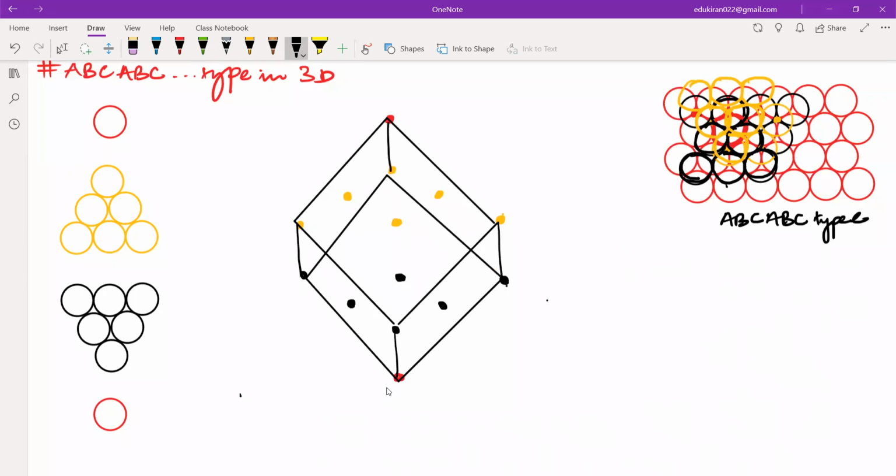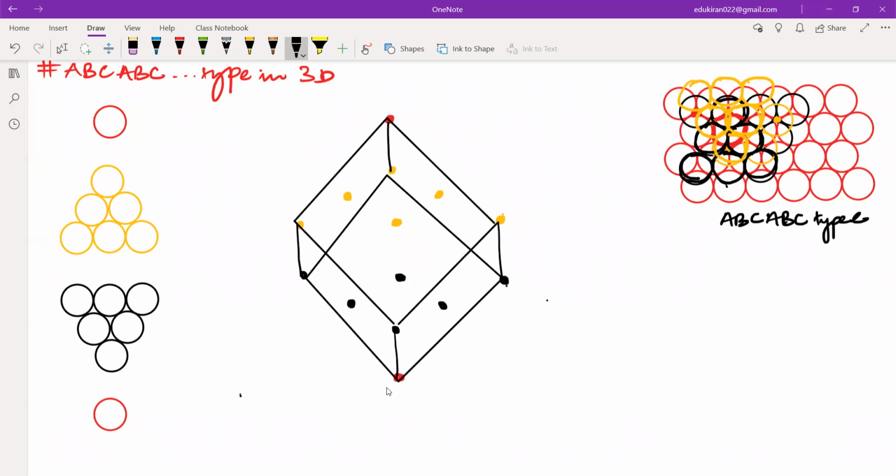Can all of you see a cube? Tell me. Yes, sir. You can see the cube. And then you can see the atoms, they are present in the corners and also in the face centers, right? Yes, sir. They are present in the corners and in the face center.